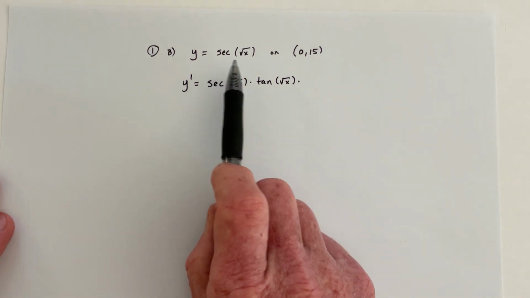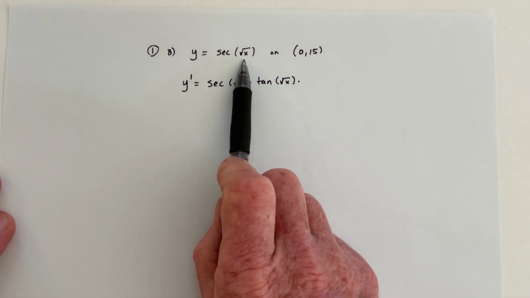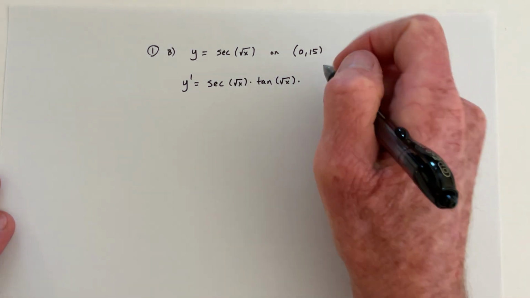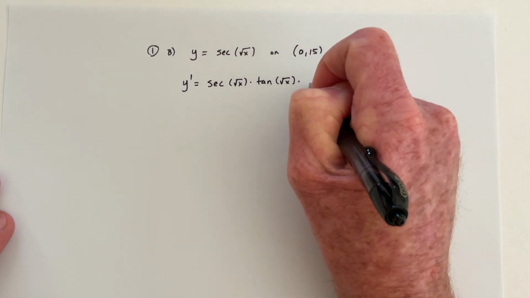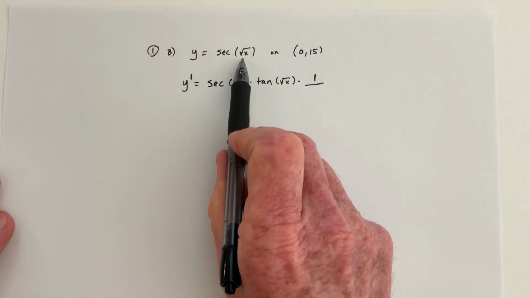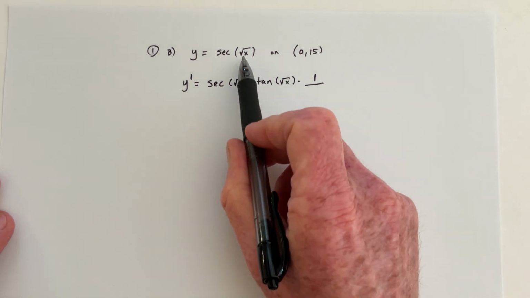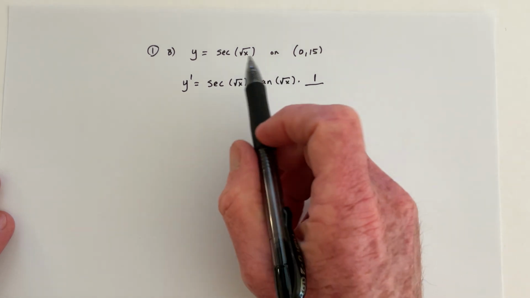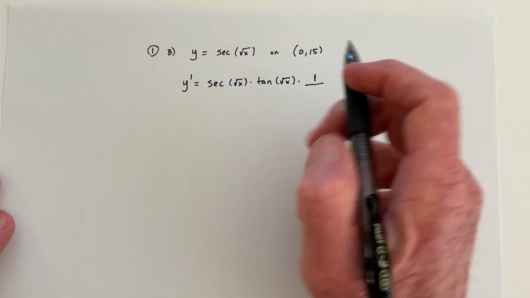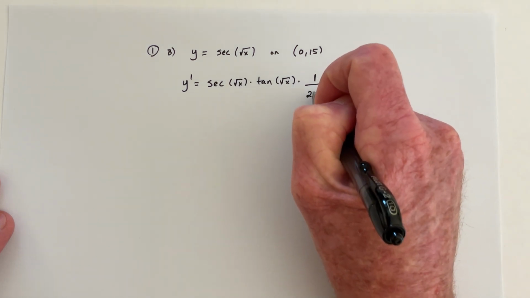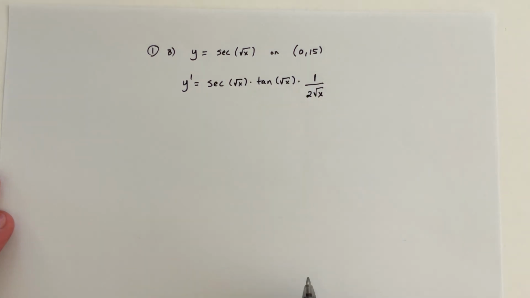Now, according to the chain rule, I need to take the derivative of the square root of x. And in the lecture videos, I said, ones like this, it's nice to just know so you don't have to rewrite this as x to the 1/2 and take the derivative. So the derivative of the square root of x is 1 over 2 times the square root of x.